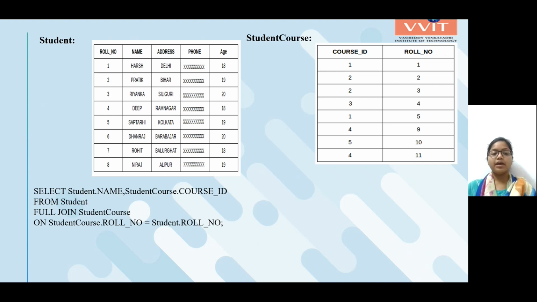First 1, 2, 3, 4, 5 are matched. They will be written. Next from the student table, 6, 7, 8 which are not matched will also be displayed with the null values, and 9, 10, 11 are also non-matched from student course. They will also be displayed to the output. Hence here from the student table the name, and from the student course the course ID columns are displayed to the output. It is full join with student course on student course dot roll number equal to student dot roll number.